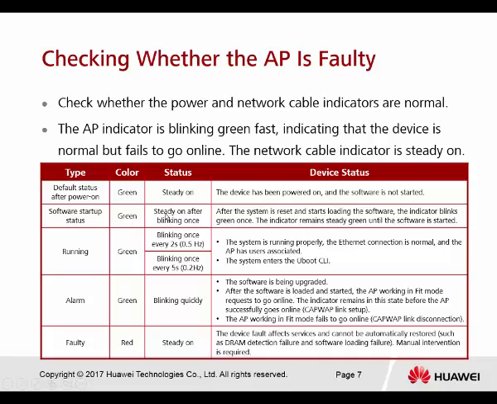Then the next one, steady on after blinking once. After the system is reset and starts loading the software, the indicator blinks green once. The indicator remains steady green until the software is started and running. This one is the normal case, so the system is running properly. It blinks once every 2 seconds. Then for the alarm, it's also a green color blinking very quickly, so maybe it is currently being upgraded.